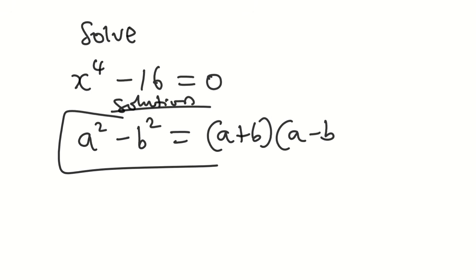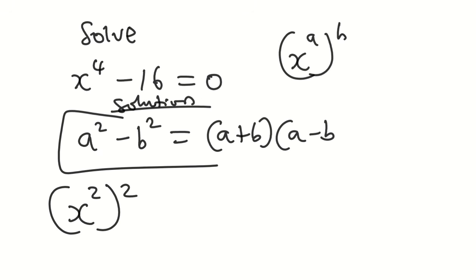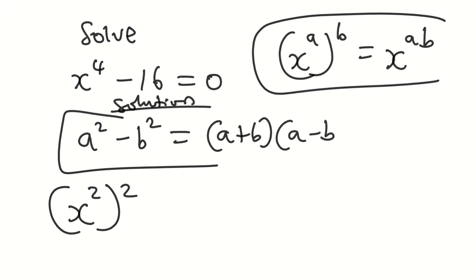So I'm going to rewrite this as x raised to the power of 2 in bracket raised to the power of 2. From one of the laws of indices, if you multiply this 2, you are going to get what? 4. So nothing has changed really, because when you have x raised to the power a in bracket b, this can become x raised to the power ab. You multiply a and b, you get ab, one of the laws of indices. So coming back to 16, this can be written as what?